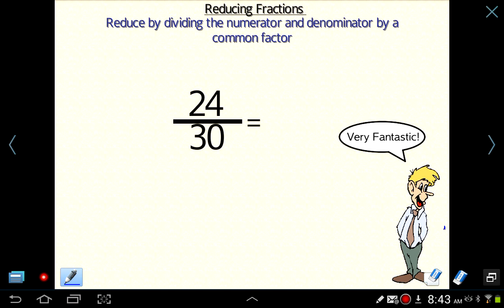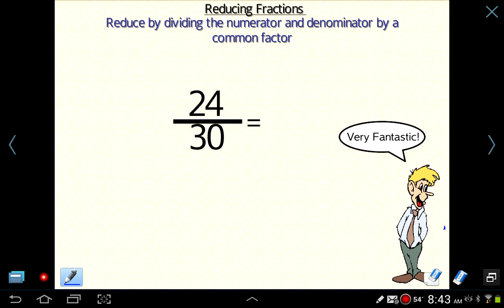Just another way of showing equivalent fractions. In a lot of our previous examples, we were multiplying. We were using a common multiplier, like multiplying the top and the bottom by 2, or multiplying the top and the bottom by 3. But when we reduce fractions, we typically divide by a common factor. So I'm going to look for, and I'm not really going to talk about greatest common factor yet, or least common multiple. I'm not going to use those terms yet, because we're going to get to that at a later date.